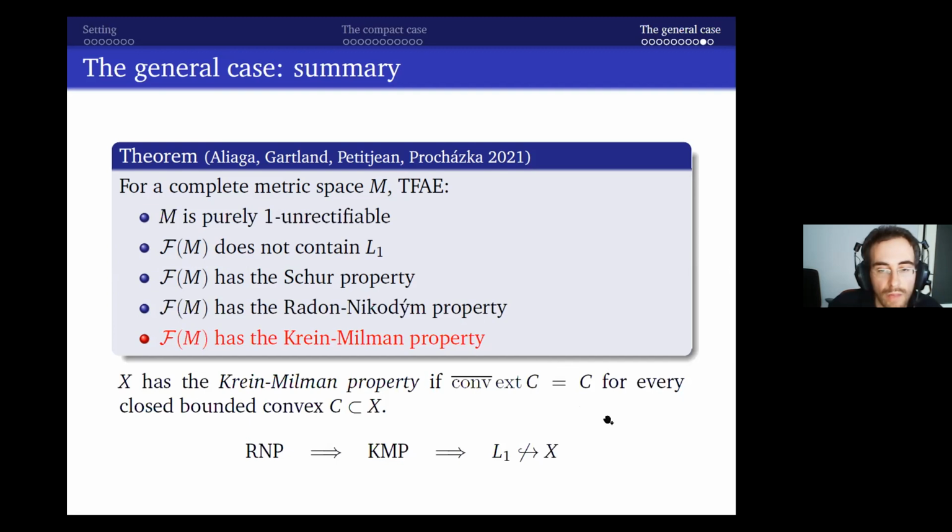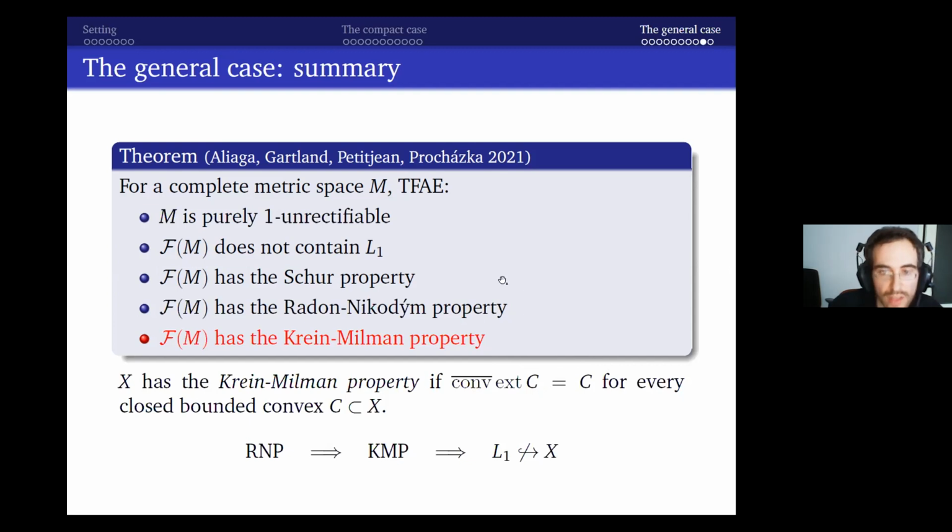And I guess you probably know that, but let me mention anyway. It's a famous and notorious open problem whether the Radon-Nikodym property and the Krein-Milman property are equivalent in general. This is not known. No counterexample is known. And this shows that we have no hope of finding such a counterexample within free spaces.